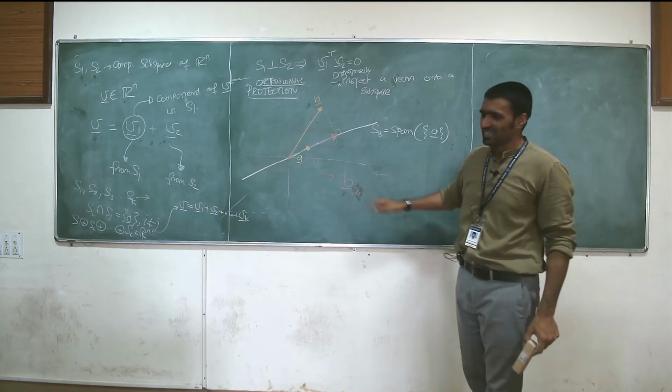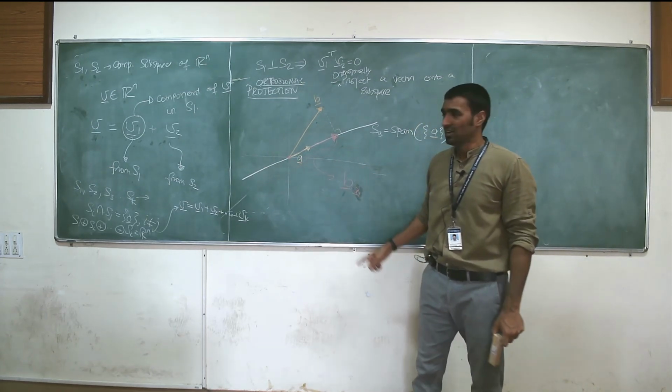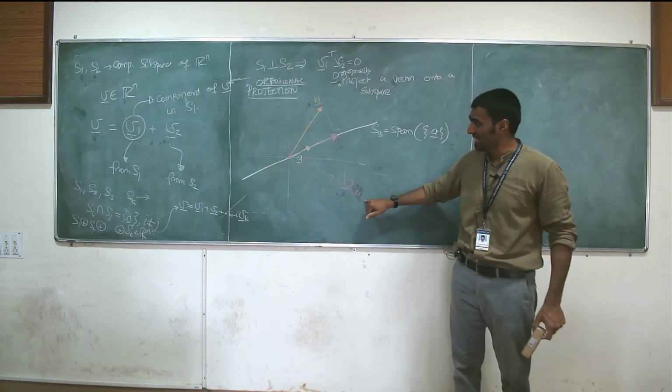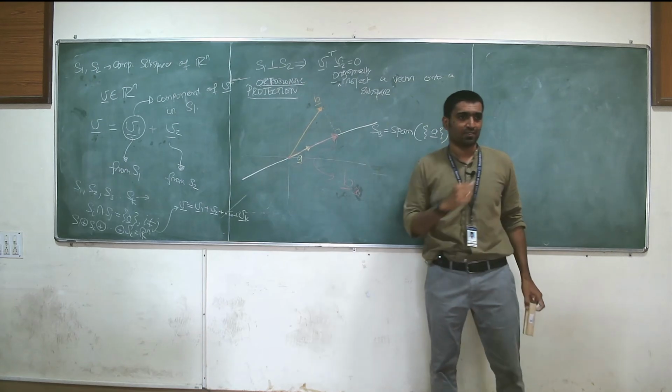How would we find out BA? If you knew A and B, how can we find out this BA? Sorry, how can we find out BA if we know B and A?